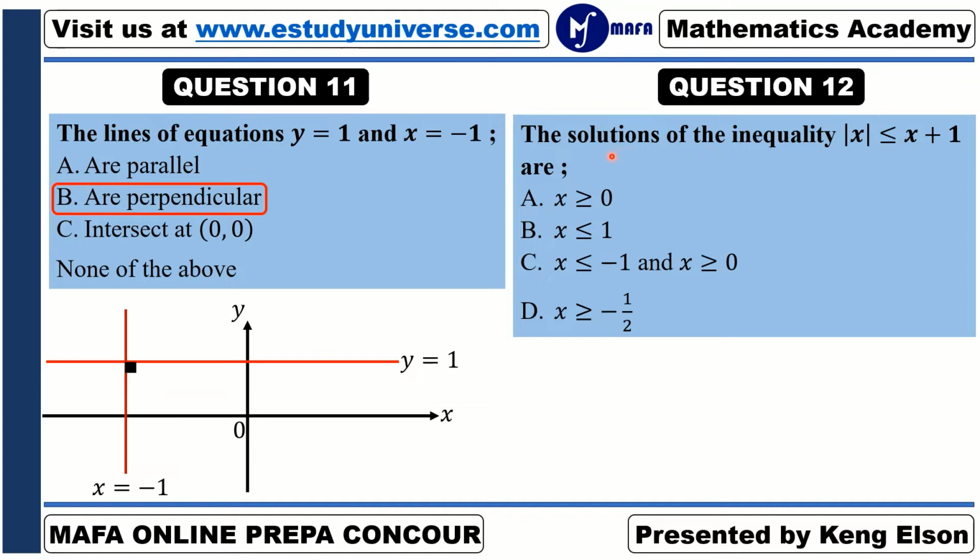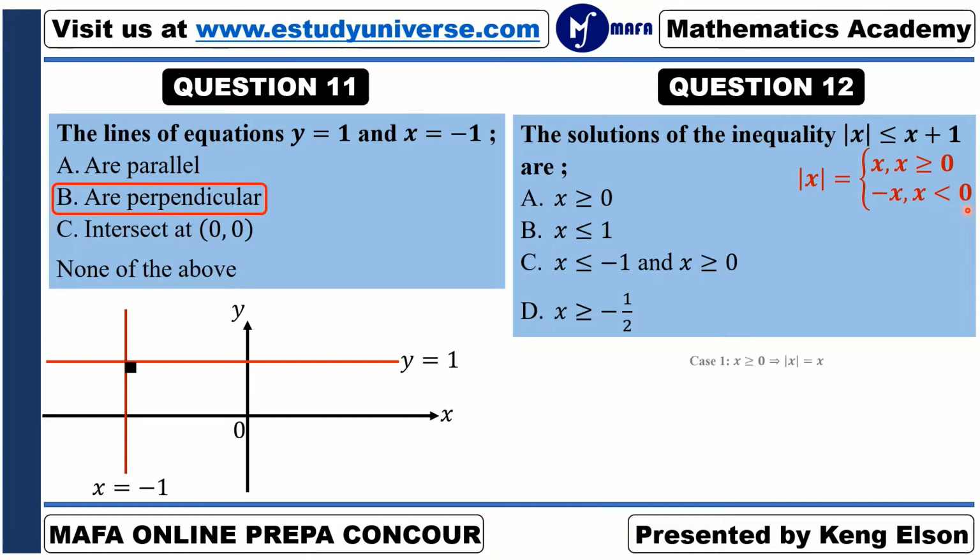Question 12. The solutions of the inequality, the absolute value of x is less than or equal to x plus 1 are A, x greater or equal to 0, B, x less than or equal to 1, C, x less than or equal to negative 1 and x greater or equal to 0, D, x greater or equal to negative half. Alright, so first of all, we define what the absolute value of x means. Absolute value of x is equal to x provided x is greater or equal to 0, and it is negative x provided x is less than 0.